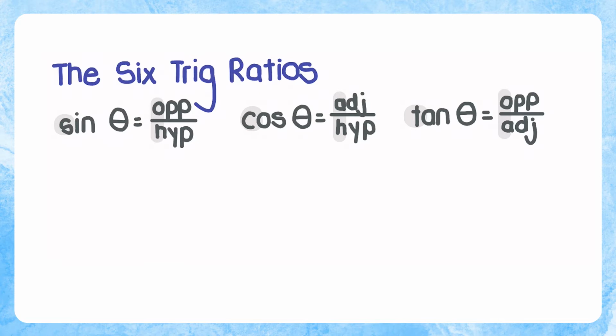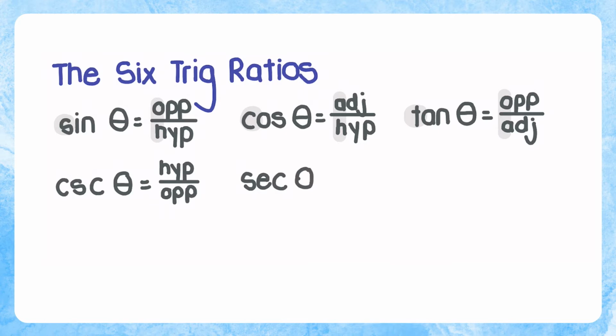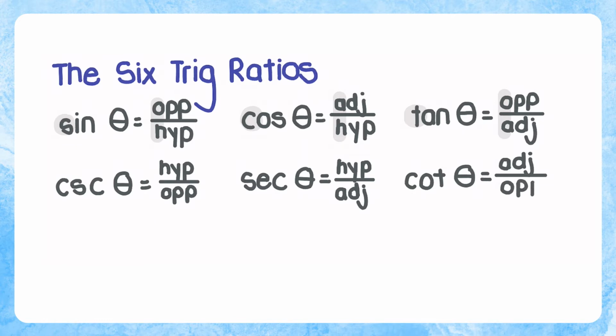We also have been talking about 3 more trig ratios, which are simply the reciprocals. So we have the cosecant of theta as the hypotenuse over the opposite side. So this is just the reciprocal of sine of theta. And then we have secant of theta, which is the hypotenuse over the adjacent. So this is the reciprocal of the cosine function. Lastly, we have cotangent of theta, which is the adjacent side over the opposite side.